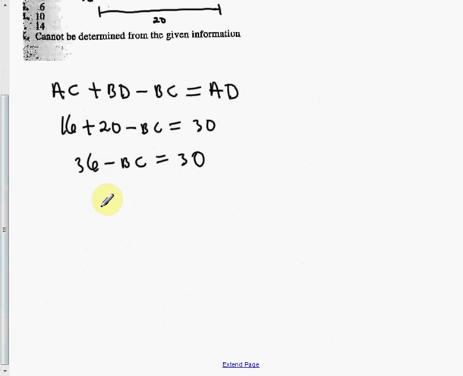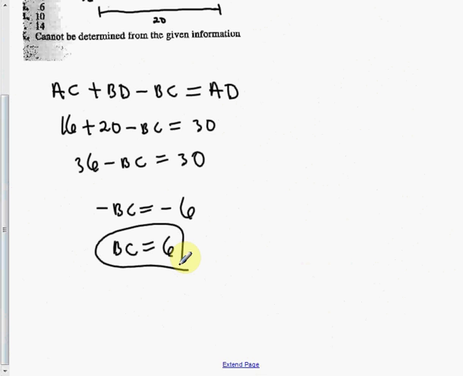So subtract 36 on both sides, I get negative BC is equal to 30 minus 36, that's negative 6, right? So BC is equal to 6, right? 36 minus BC is equal to 30. Subtract that 36 on both sides.